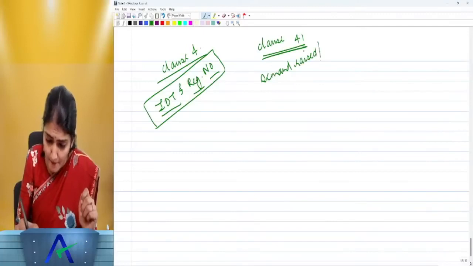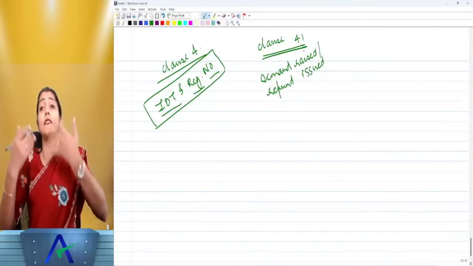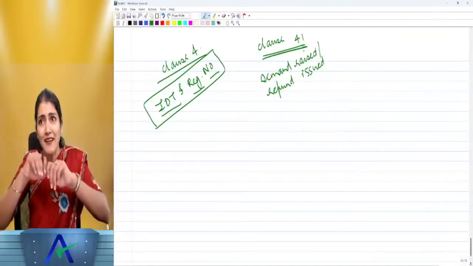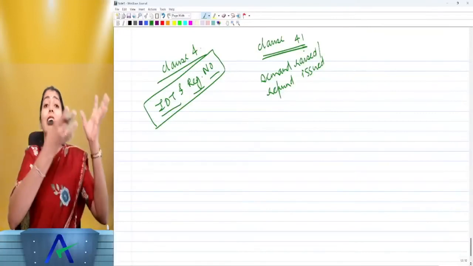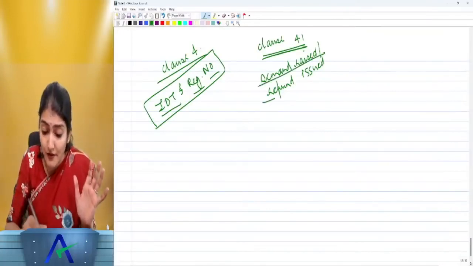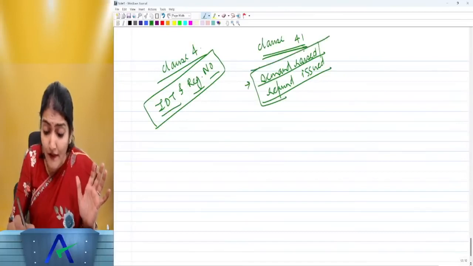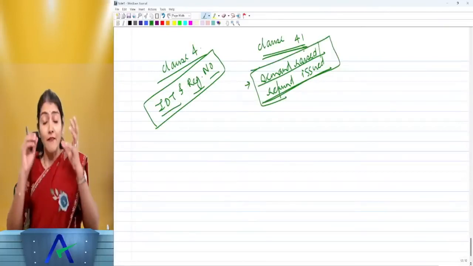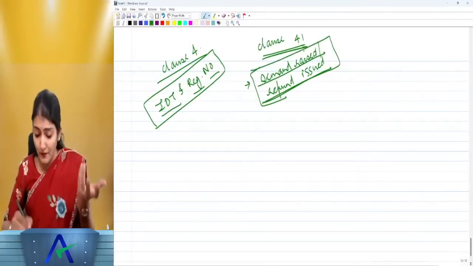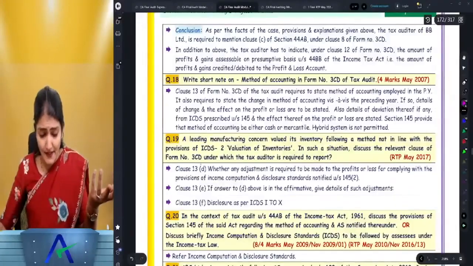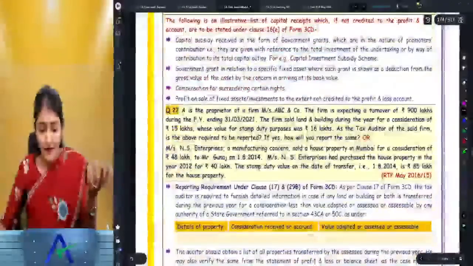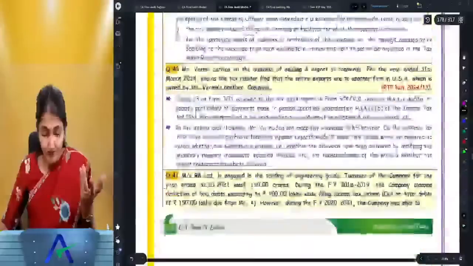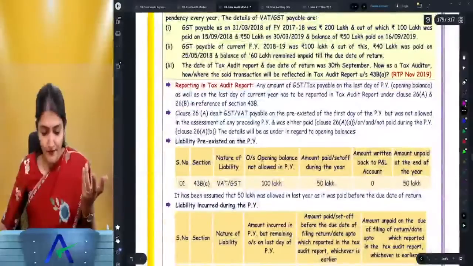It is regarding the demand raised or the refund issued under any tax laws other than the Income Tax Act or the Wealth Tax Act. So other than the Income Tax Act and Wealth Tax Act, that means the indirect tax laws. Right, so any service tax, GST, any demand going on over there, again that needs to be reported under clause 41 of Form 3CD.